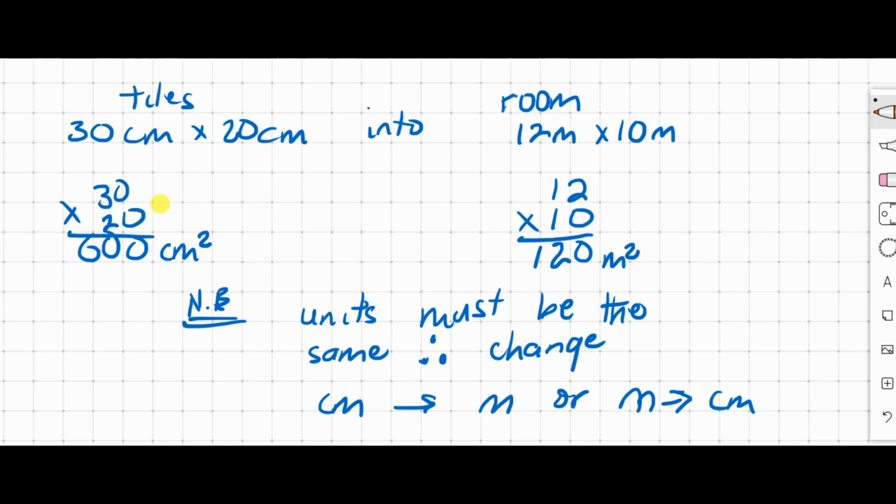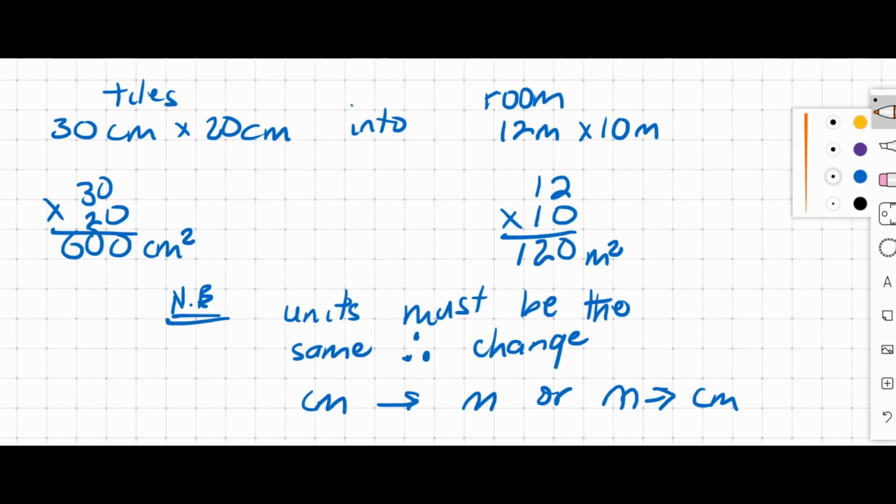So here we go now. We have some tiles and we have the room. On this side we have the tiles, and the room information is here. The tile is 30 centimeters by 20 centimeters, and we want to see how many of those could fit into a room 12 meters by 10 meters.